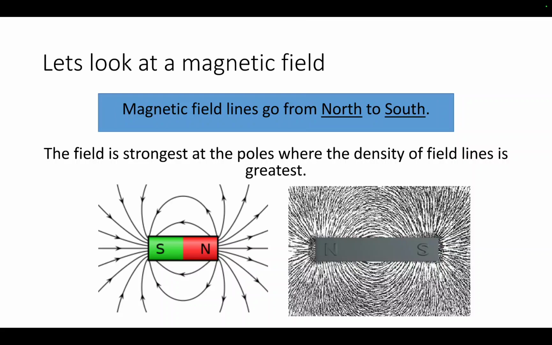So basically you might be asked to draw this in an examination, the one on the left. Just make note, obviously I'd get this down, but make note that the arrows come out of the North Pole and go into the South Pole. Okay, let's move on.